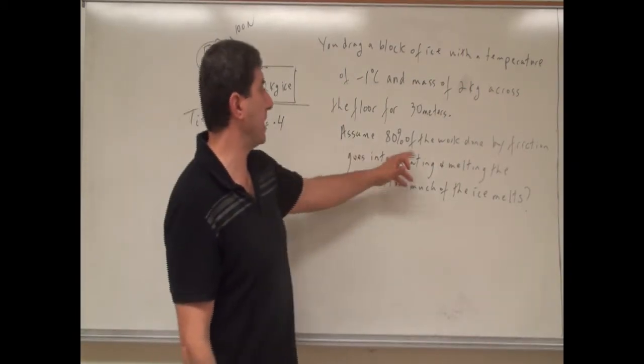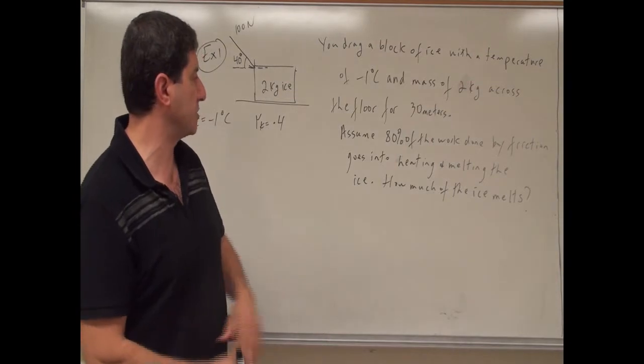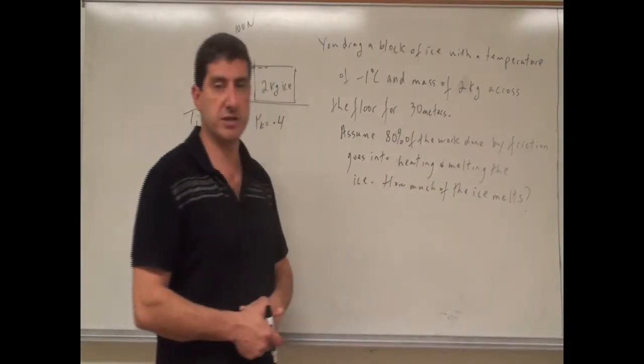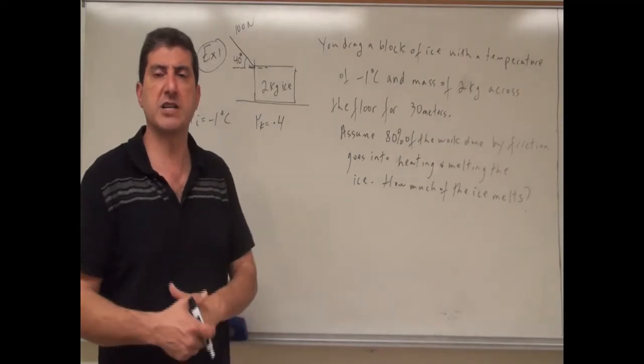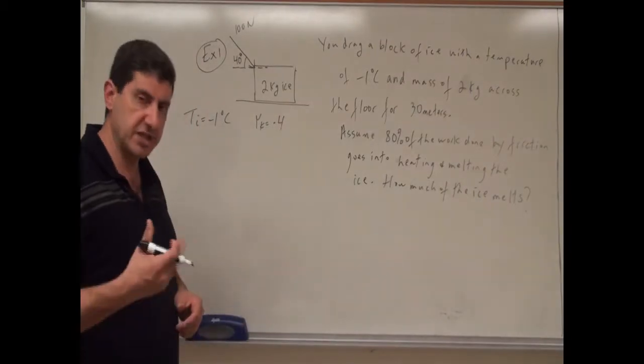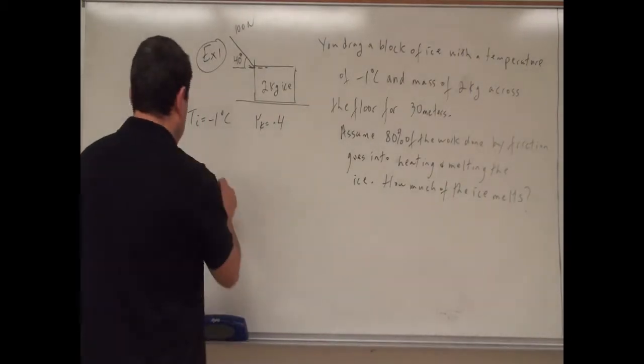Now it says assume 80% of the work done by friction goes into heating and melting the ice. How much of the ice melts? So maybe a portion of that ice will melt. Let's see how much of that ice will melt. So let's do a little bit of physics 1 kind of analysis on this.